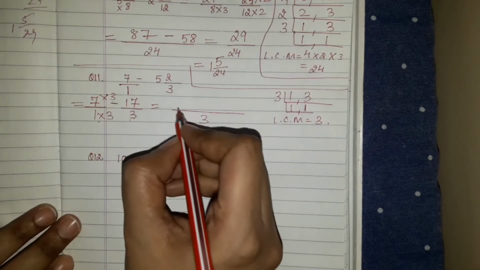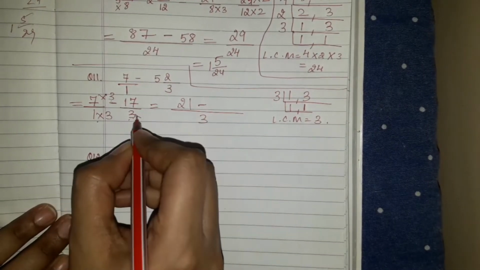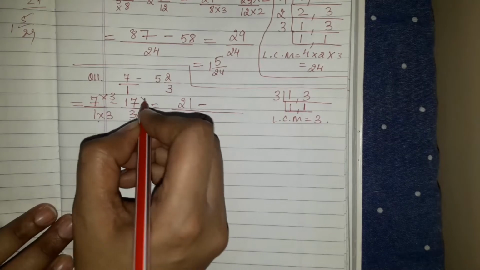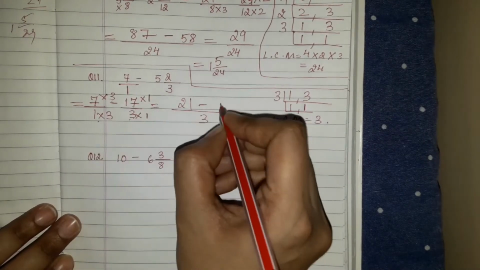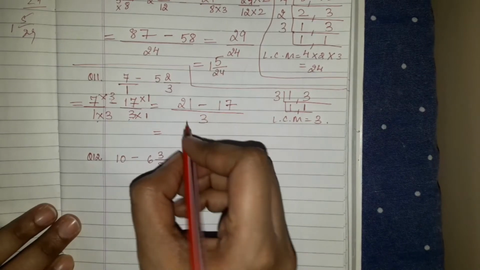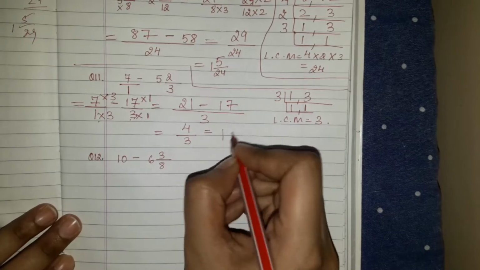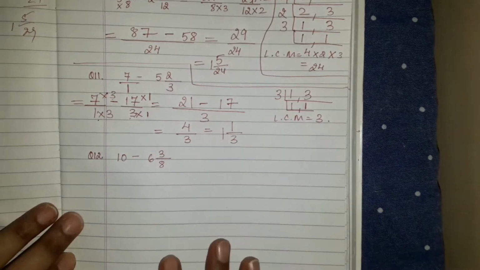7 into 3 is what? 21. Minus, we know 3 goes how many times in 3's table? 1. 17 into 1 is 17. And 21 minus 17, we know it is 4. And the answer in a mixed fraction is 1 and 1 upon 3.